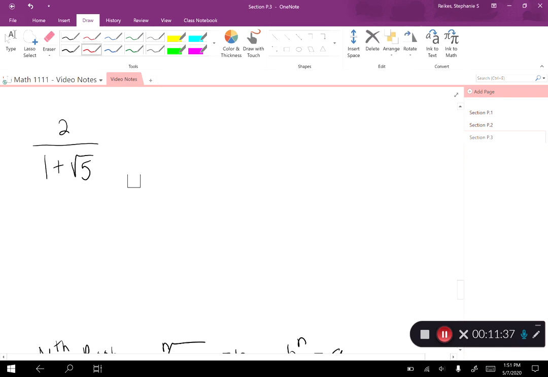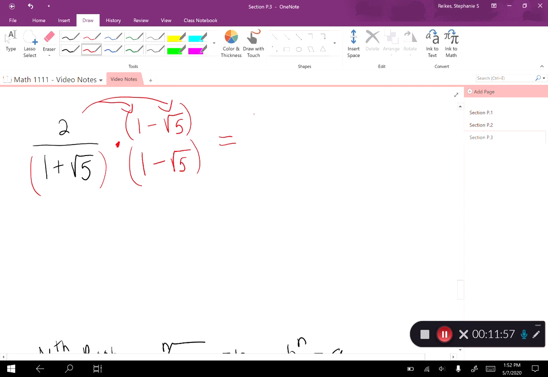All right, I have 2 over 1 plus square root of 5. I'm going to multiply by the conjugate, which is 1 minus square root of 5. I'm going to put in some parentheses and multiply. On top, it's just distributing. 2 times 1 is 2. Again, whole number and square root side by side, 2 square roots of 5.